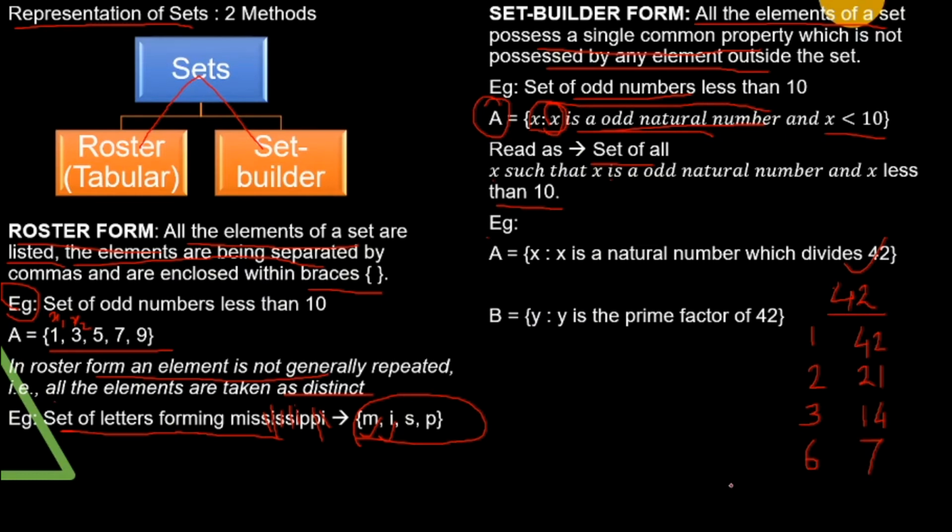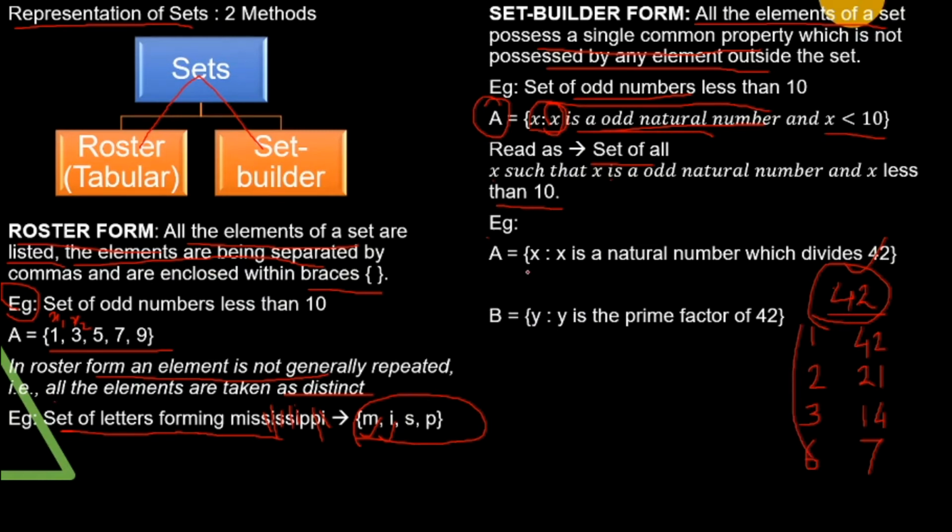Is it clear? Now after 6, what do we have? 7. 7 is already there. Then 8, no. 9, no. 10, no. 11, no. So these are the numbers. These are the factors which divide 42. That is 42 by 1, 42. 42 by 42 is 1. Divisible, right? So you got it. So this is also one way to find the factors while checking its multiples.